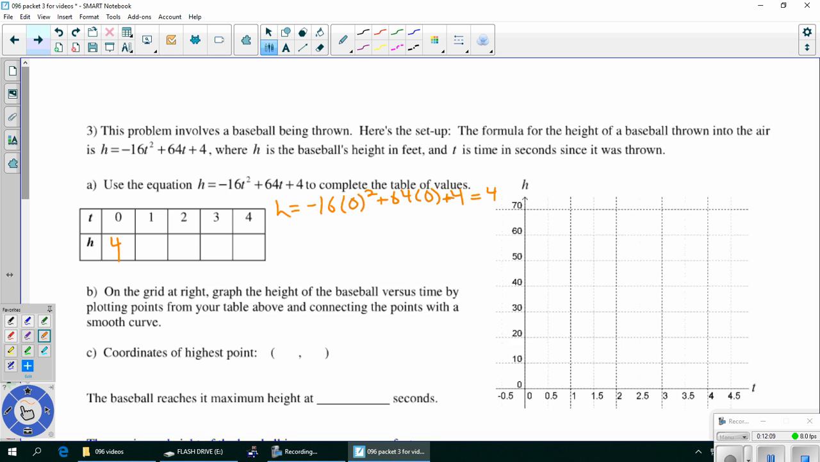Okay, let's plug in t equals 1. Negative 16 times 1 squared plus 64 times 1 plus 4. So let's see, that's negative 16. Subtract that from 68. Can I do this without messing up? 52. Sound okay? I think it's 52.